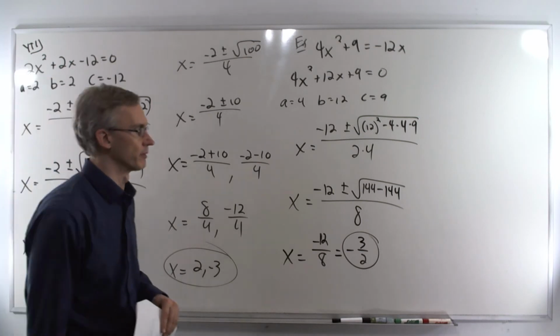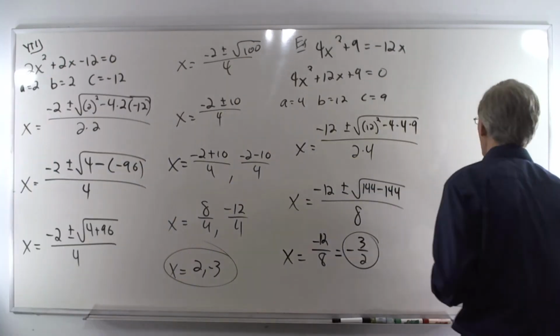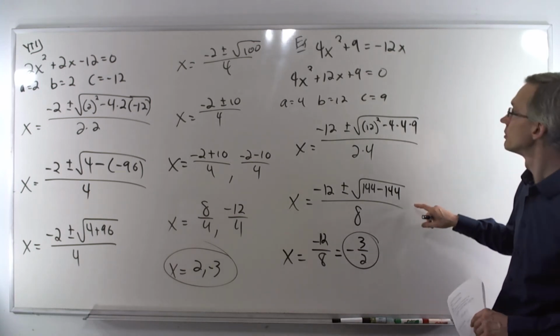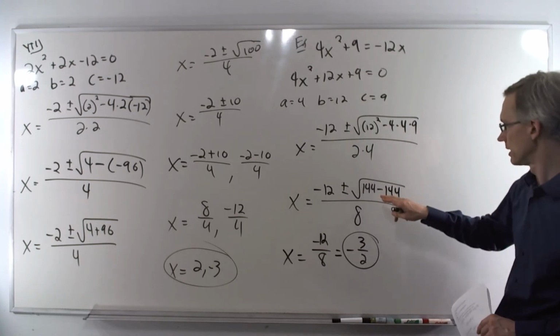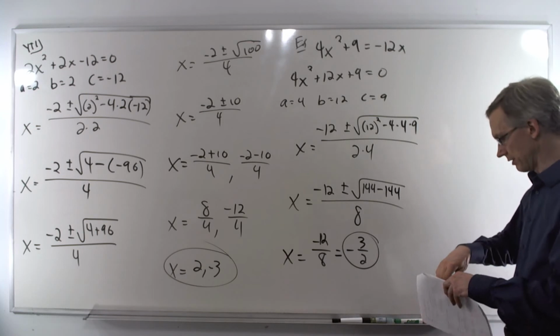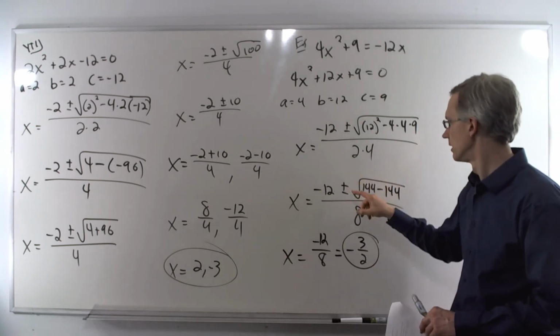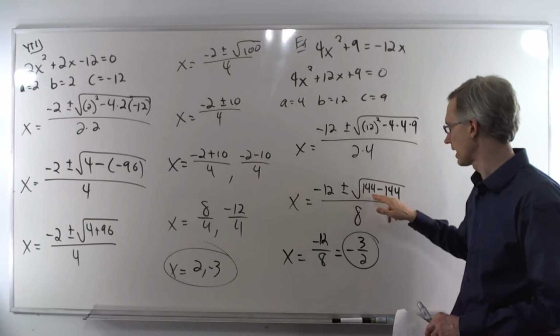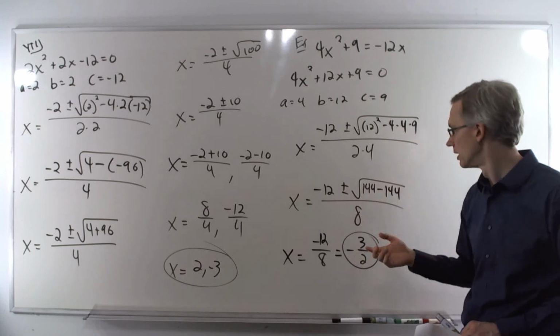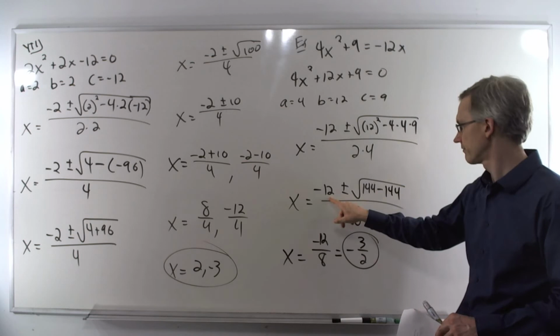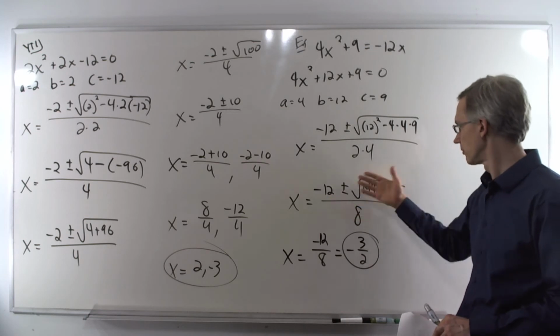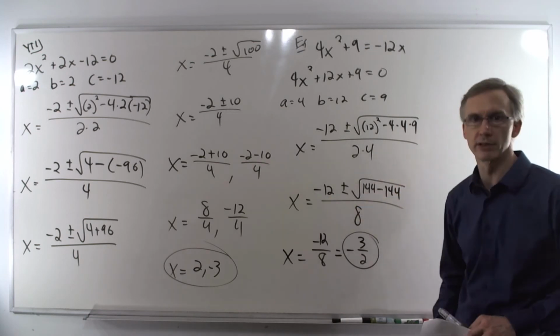So why does that happen? Well, the reason it happened using the quadratic formula is because we got 0 here. And the 2 solutions come from the fact that we're adding something to get one solution, and we're subtracting that thing to get a different solution. But if it's 0, it doesn't affect the negative 12. So we don't get 2 solutions out of it. We just get the one solution.